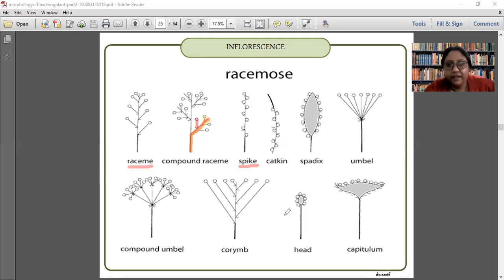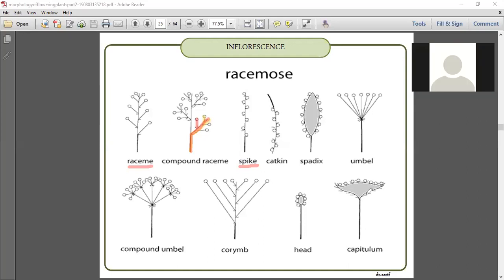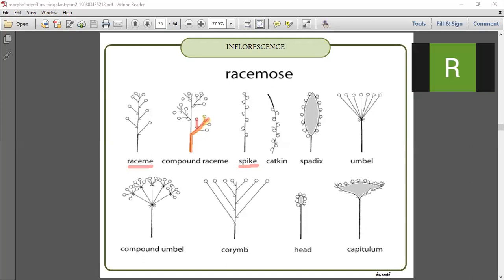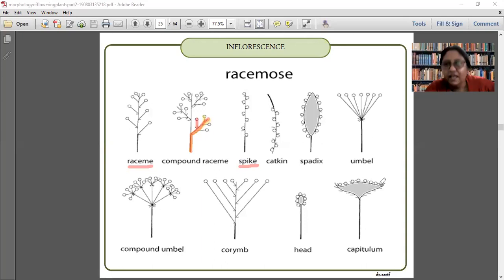Okay. This one is head, and the last one is capitulum. This capitulum is present in sunflower. Has any of you ever seen a sunflower? Yes, ma'am. I told you last time that in sunflower, what we think of as petals are actually bracts. Actual flowers are present at the center, where one disc-like structure is there on which the flowers are arranged. So these are actually flowers. The yellow petals we see are actually bracts.